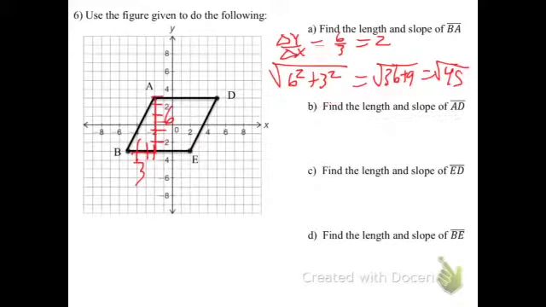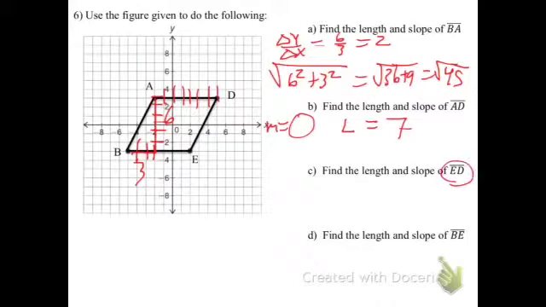Length and slope of AD. Well, AD is this horizontal line. That's a slope of 0. So I'm going to put the slope is 0. And the length is just, I'm just going to count it. 1, 2, 3, 4, 5, 6, 7. It's looking like the length is 7.